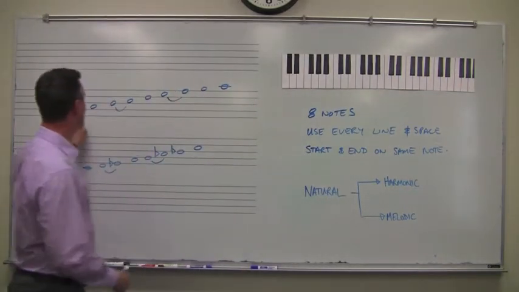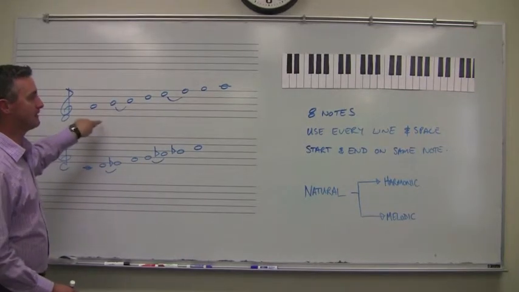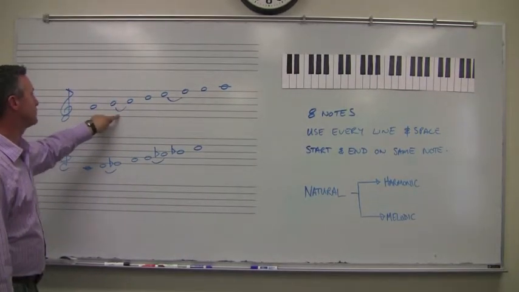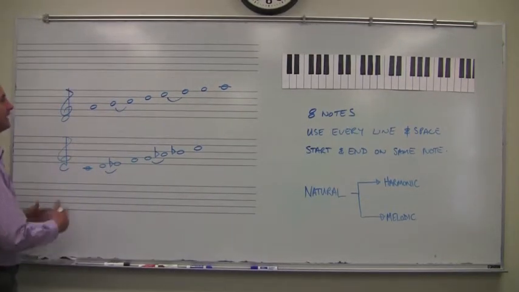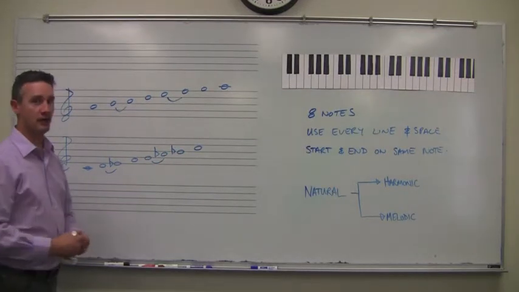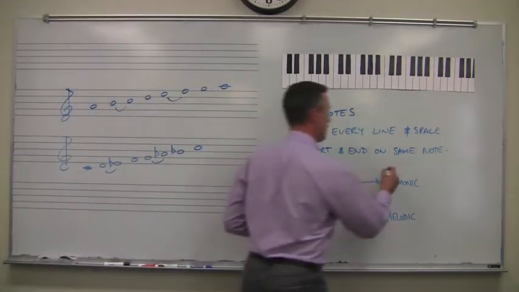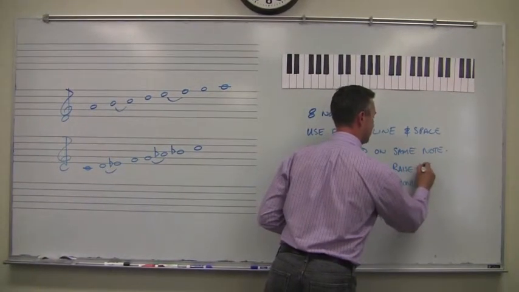So we start with the natural. Here is the natural minor scale. We know it's a natural minor scale. 8 notes, every line and space, starting and ending on the same note, half steps between 2 and 3 and 5 and 6. We're good on that. Everything's in place. It's a natural minor scale. To make this a harmonic minor scale, you raise the 7th scale degree.